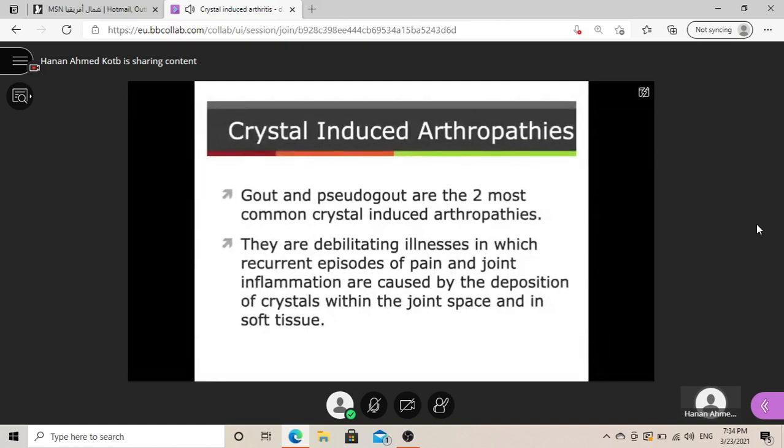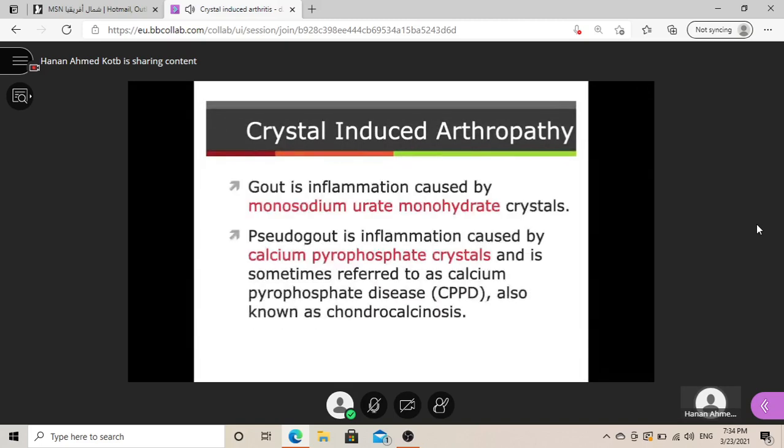This pain and joint inflammation are caused by the deposition of these crystals within the joint space and in the soft tissues around the joints. In crystal-induced arthropathies, we have gout, which is inflammation caused by the deposition of monosodium urate monohydrate crystals, while pseudogout is due to the deposition of calcium pyrophosphate crystals, and therefore it is sometimes referred to as calcium pyrophosphate disease, or CPPD, and also known as chondrocalcinosis.